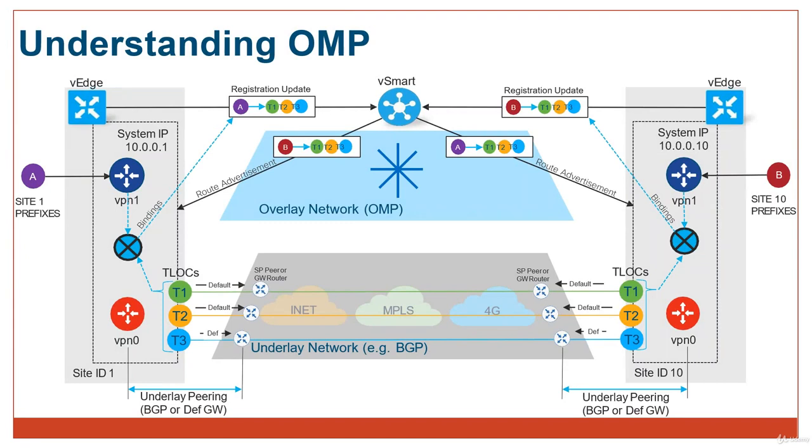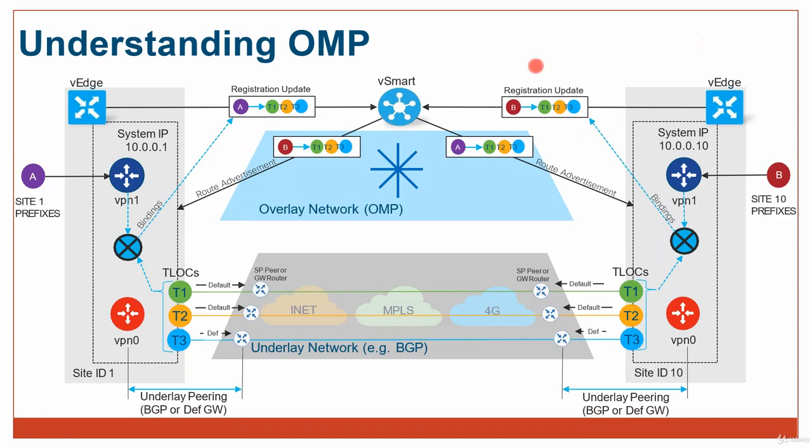Now in this diagram, since vSmart understands only OMP, and OMP has its own roles and responsibilities, OMP can exchange different types of data. So OMP can exchange different types of OMP routes. Actually there are three types of OMP routes. One is, for example, the service-side VPN route. One is services, which means firewall, load balancer, etc., any type of security service. And the third one is the TLOC route, transport locator routes.